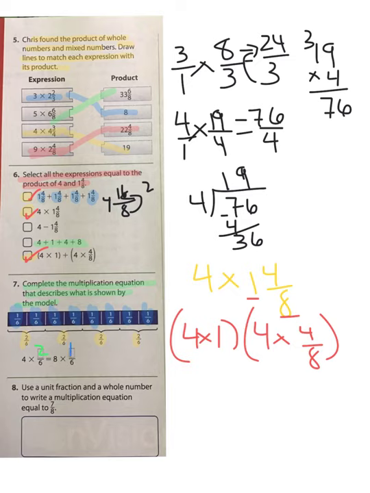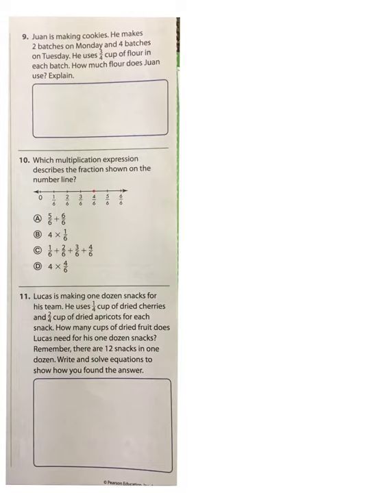All right, number 8. Use a unit fraction and a whole number to write a multiplication equation to equal 7/8. Okay, well, if I have 7/8, that's just going to equal, remember, take your top number, and that's your whole number. So 7 times, a unit fraction always has 1, and your denominator doesn't change. So 7 times 1/8.